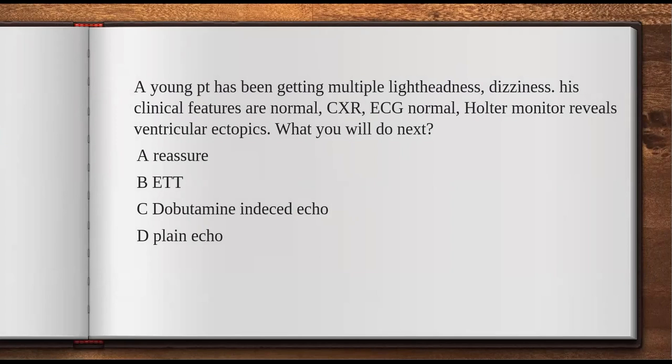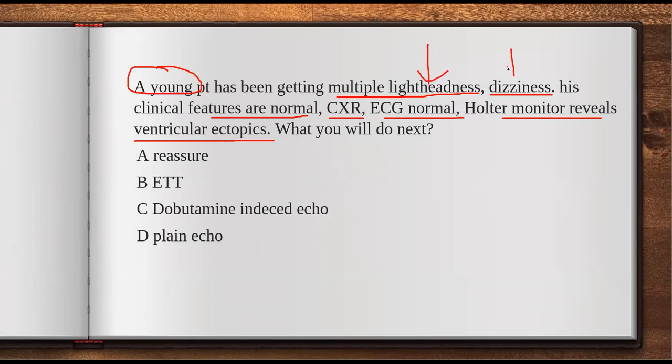Next, a young patient has been getting multiple episodes of lightheadedness and dizziness. His clinical features are normal, chest X-ray and ECG normal, Holter monitor reveals ventricular ectopics. What will you do next? So a young patient coming to you with multiple episodes of lightheadedness and dizziness, no clinical features, ECG normal, X-ray normal, Holter monitor showing just some ventricular ectopics.